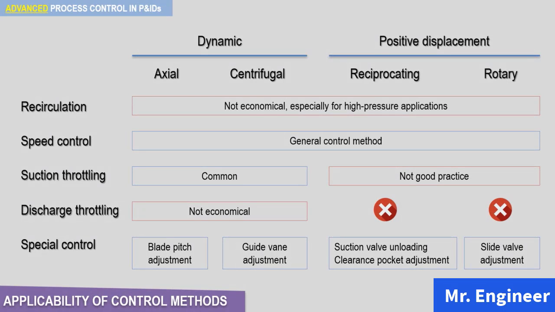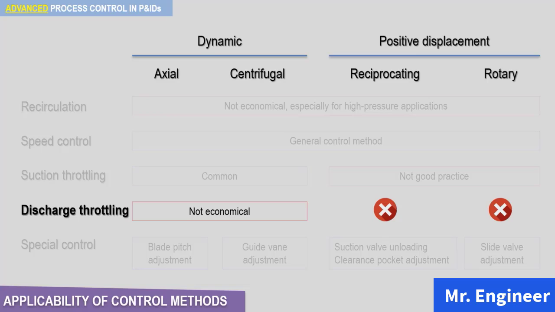The next method is discharge throttling. Although this method can be used for all dynamic type gas movers, it is not economical. By adjusting the valve on the discharge side of a gas mover, we are partially expanding a gas that we had already compressed and spent money to do so. So clearly, this is a waste of energy.